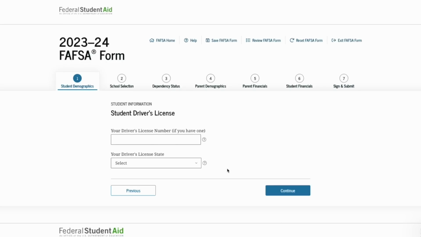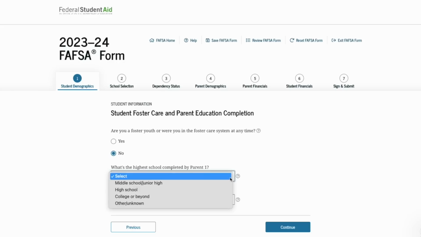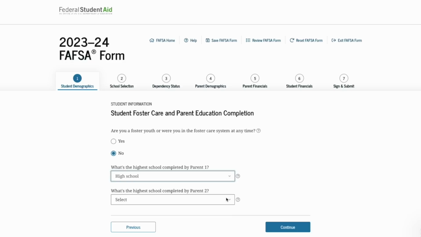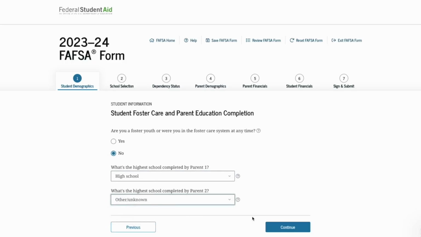If you have a driver's license, you enter the information now. The final screen for student demographics will ask whether the student has been in foster care at any time, as well as what's the highest school completed by both of their parents. If your parent earned their degrees outside the US, you want to use the highest completion in their native country. And if you don't know your parent's highest school degree, you can choose other or unknown.